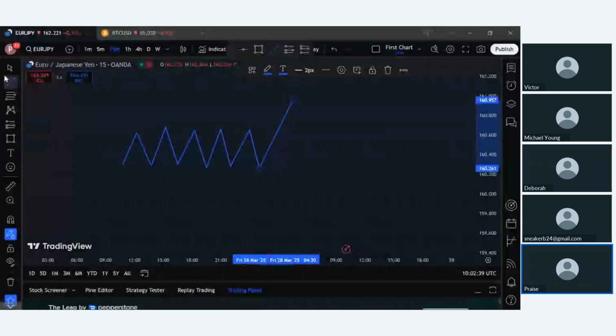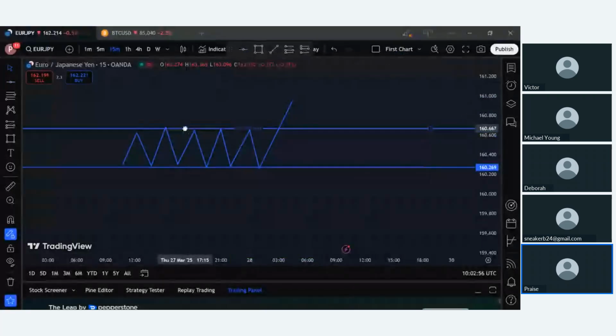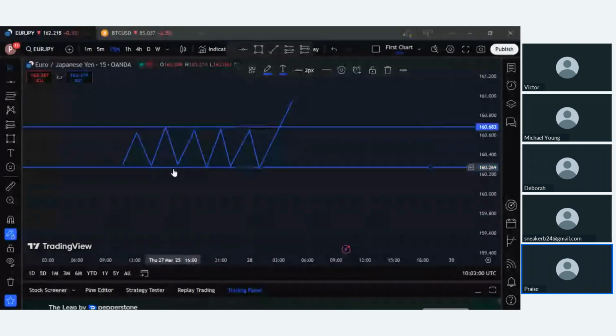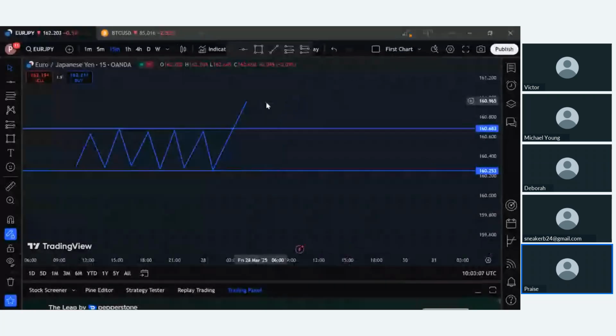This is your question. The market has been in a range for a very long time, and suddenly the market took a sharp surge upward. Right, so the market has been in a range like this for a very long time, right? So this is the market ranging for a very long time.